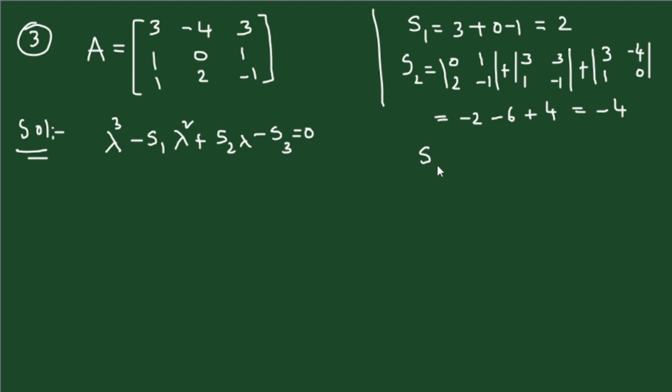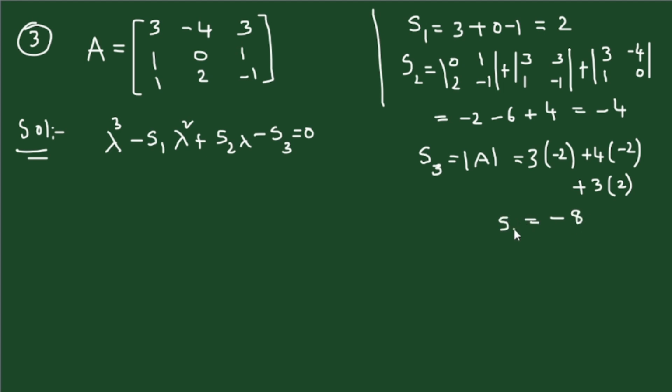And what is S3? S3 is determinant of A. What is determinant of A? Determinant of A is 3 into minus 2 minus of minus 4, 4 into minus 1 minus 1 minus 2 plus 3 into 2 minus 0, 2. So if you simplify, you will get minus 8 here. S3, which is determinant of A.